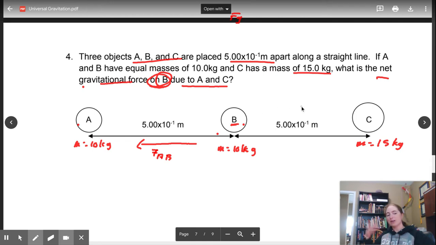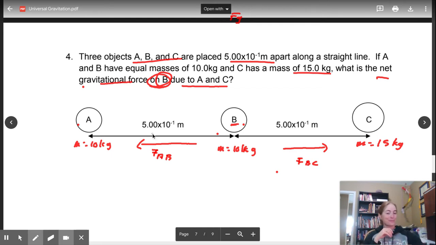Now remember, C is also pulling on object B. It's going to be going this way. Okay, we can call this one FBC. Why not? The force between B and C? Or the force of C on B? Whatever makes you happy. Okay, so ladies and gentlemen, we need to calculate the force here. We need to calculate the force here. And then we're going to need to make an F net equation to determine the net force.